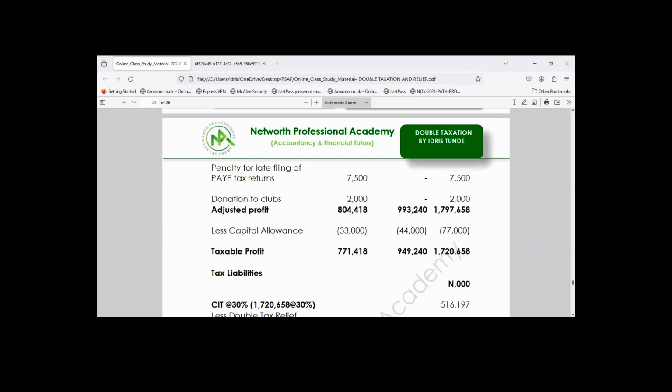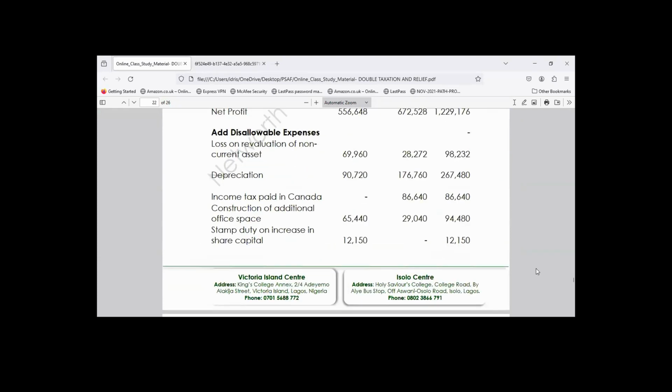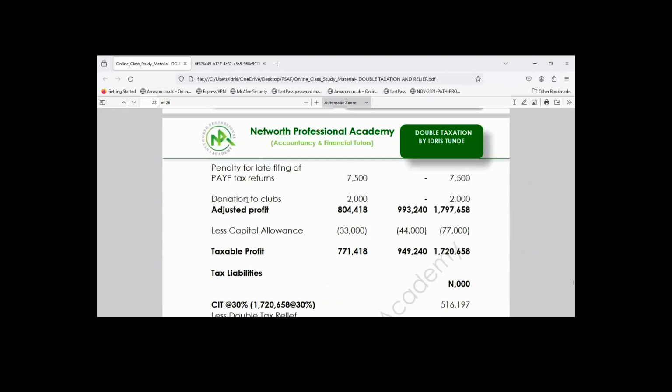I've added the two of them. When I added the two of them, I get my adjusted profit. Capital allowance is given to me. I less my capital allowance, I get my taxable profit. From this total taxable profit, I will compute CIT.